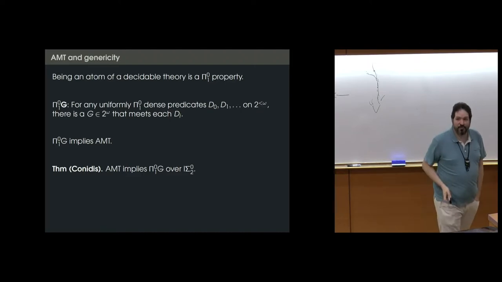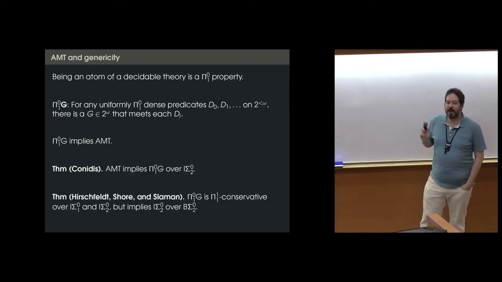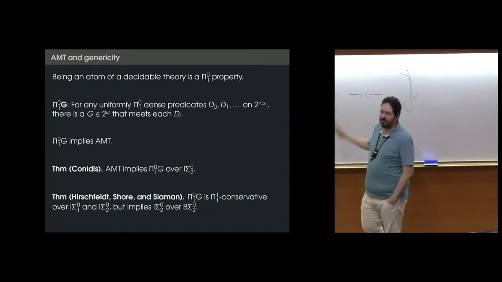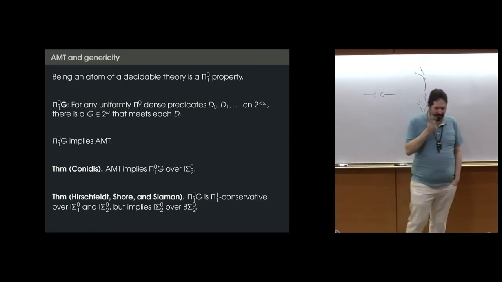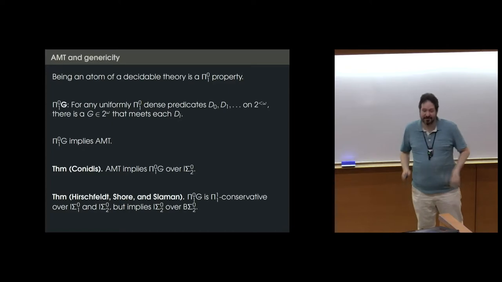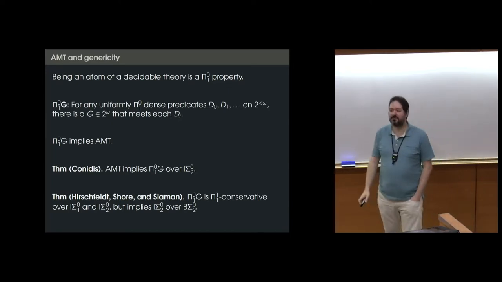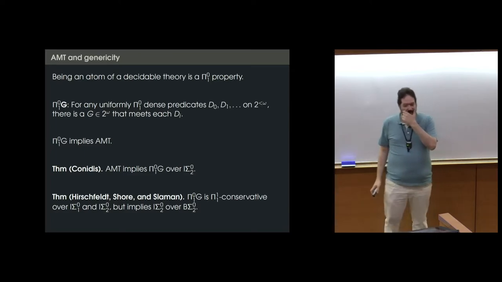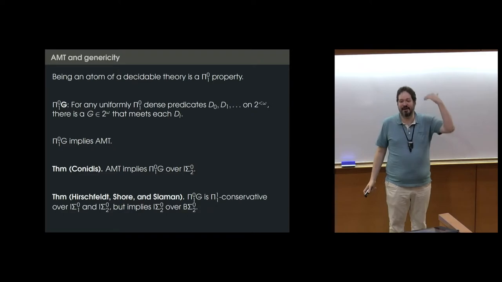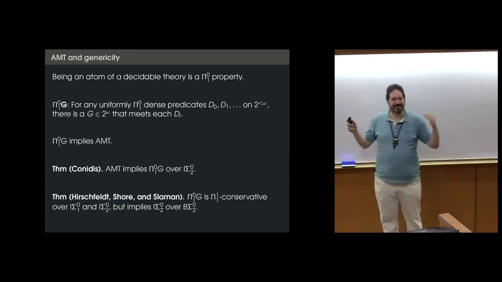And in fact, we can prove that it needs something. Remember that AMT was Π¹₁-conservative over IΣ1, BΣ2, and IΣ2. Π⁰₁G is still conservative over IΣ1 and IΣ2, but not over BΣ2. In fact, it implies IΣ2 over BΣ2. So if you give me BΣ2 and AMT, I don't get anything new. If you give me BΣ2 and Π⁰₁G, then I get IΣ2, which is an interesting situation.